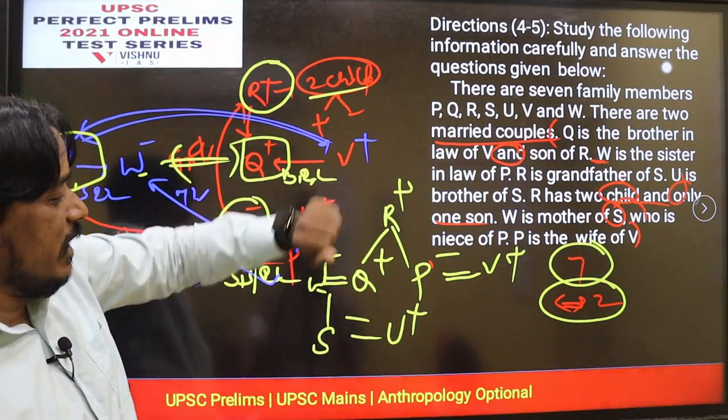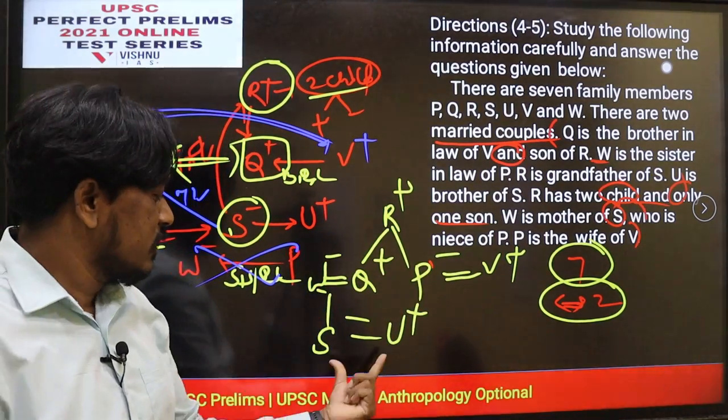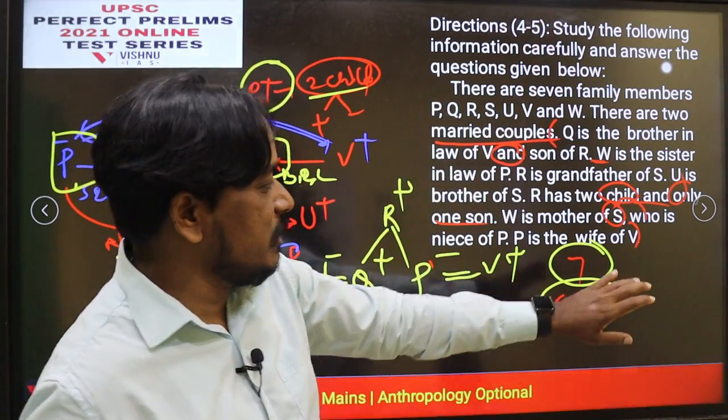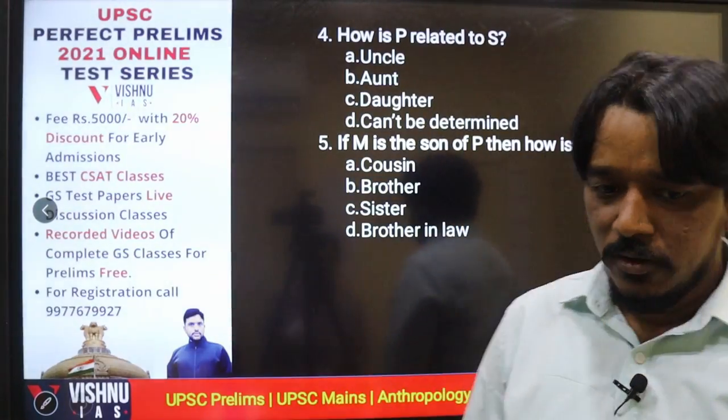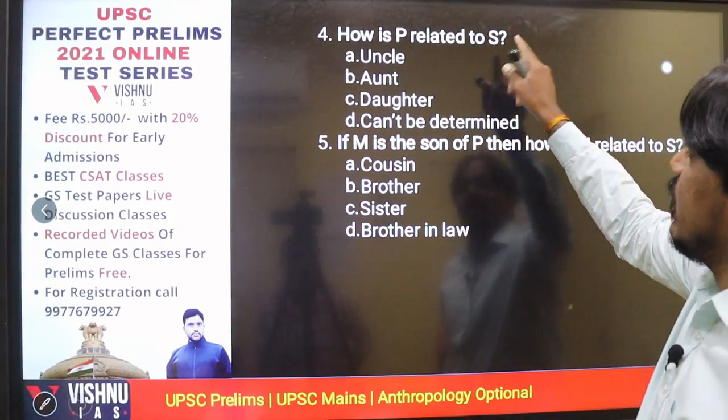The first is R. R's children Q and P, their wives, two couples are there. Similarly, finally this one. So based on this data, we have two questions. We'll try to solve these two questions here. In the first question, how is P related to S?